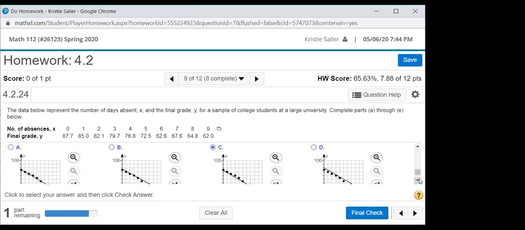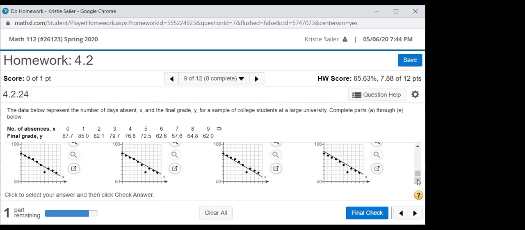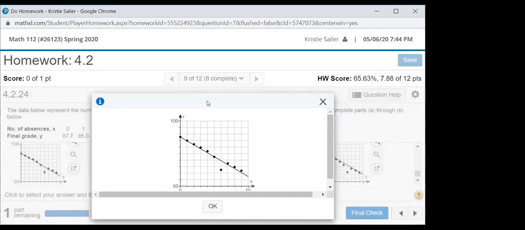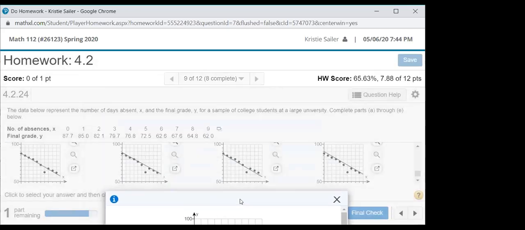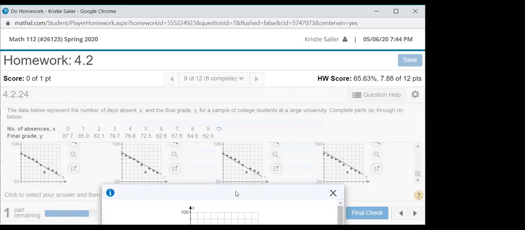Now, if your window's not set, you might want to do stat 9 for ZoomStat. Yeah, that's what I'm doing right now. When you do that, it will show you the regression equation. Got it. Now, make sure that when you pop these out, you look to see what's on your X and what's on your Y. Looks like they're all the same. Let's see, my 50 to 100 is on.